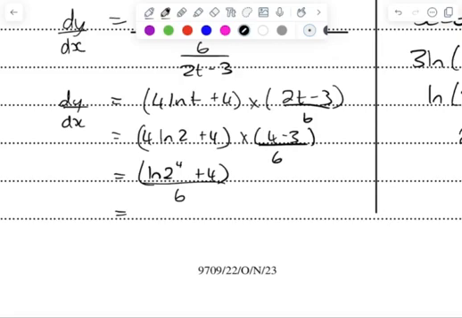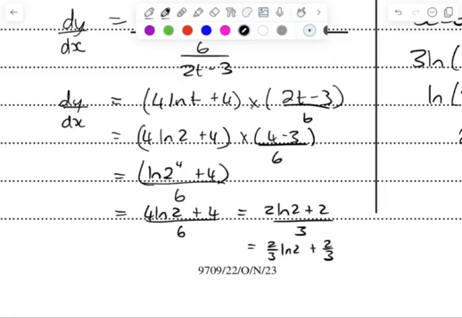Yeah, I'm actually going to take this down again, just because I can see that I can simplify a lot here. So if I have 4 ln 2 plus 4, I can take 4 and divide it by 6, which is going to leave me with 2 over 3. And that also gives me 2 over 3 ln 2 plus 2 over 3.